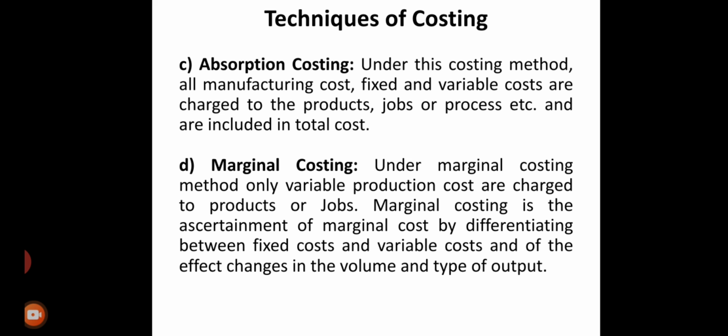Absorption costing. Under this costing method, all manufacturing costs, fixed costs and variable costs are charged to the products, jobs or processes, etc., and are included in total cost. Under absorption costing, all costs are charged to the total cost, and then cost of production will be calculated. Marginal costing. Under the marginal costing method, only variable production costs are charged to the products or jobs. Marginal costing is the ascertainment of marginal cost by differentiating between the fixed cost and variable cost, and of the effects of changes in the volume and type of output.